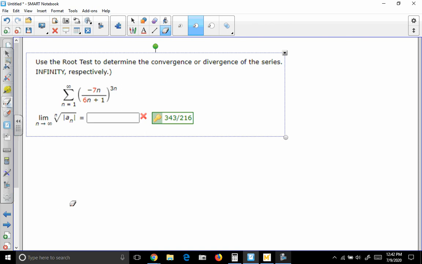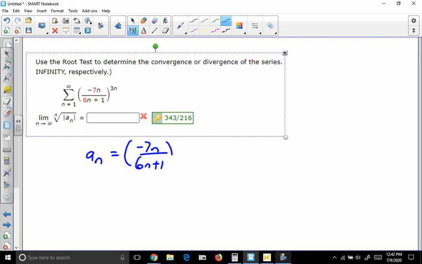Okay. If we look at this one, it tells us to do the root test. On the test, it might not tell us which test to use. Some of them it might, and then some of them it might just say, use a test, find out the convergence or the divergence of the series. Our a sub n is negative 7n over 6n plus 1 to the 3n. So we want to take the nth root of that, negative 7n over 6n plus 1.